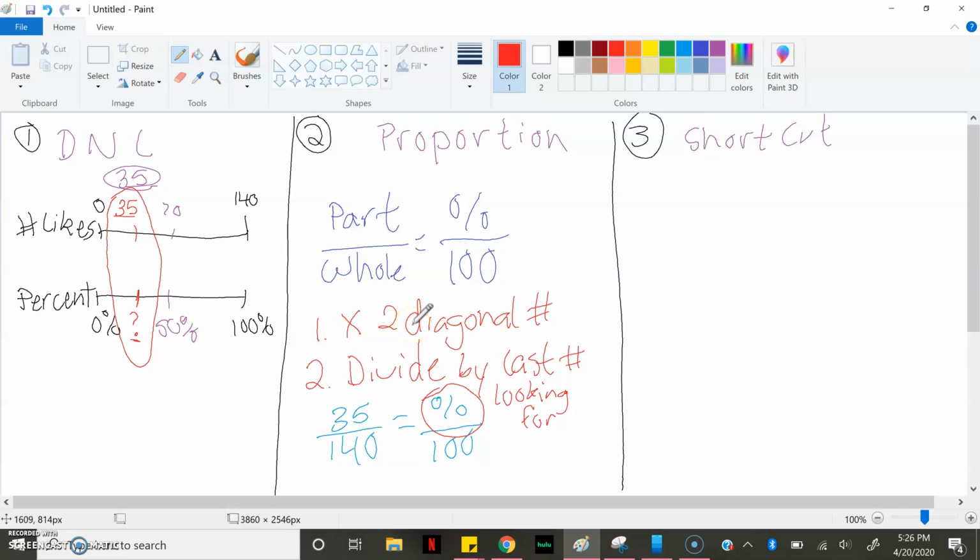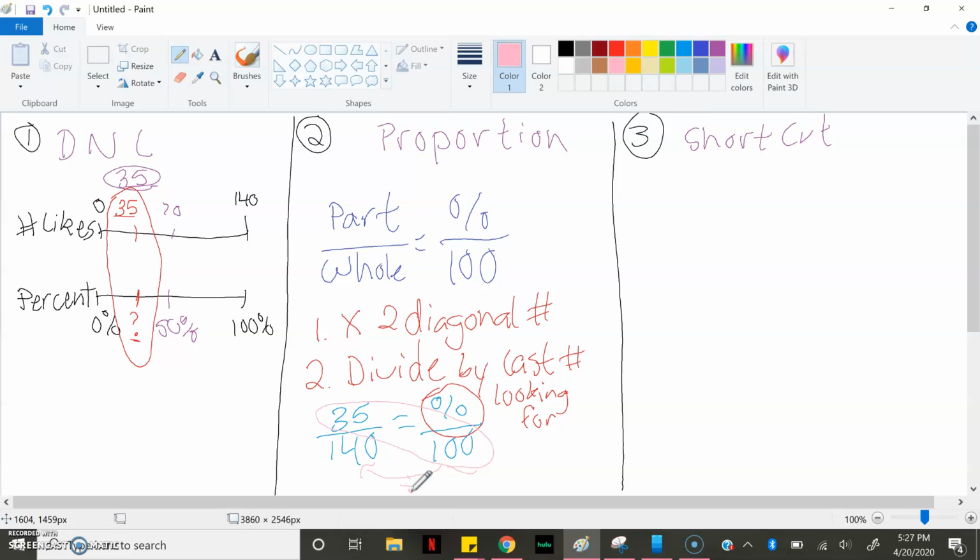So now we have 2 steps. Multiply 2 numbers that are diagonal. Since we don't have a number here, this is not the diagonal we're looking at. So we're going to multiply these 2. And then divide by the last number. So you're going to do 35 times 100, and then 140 is our last number, so you're going to divide that answer by 140. And the third way we could solve this is our shortcut.